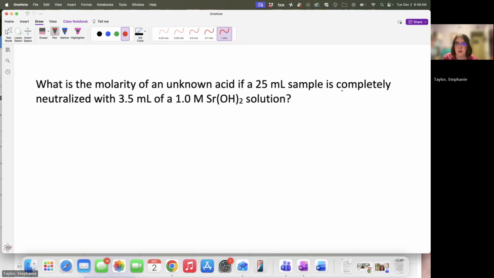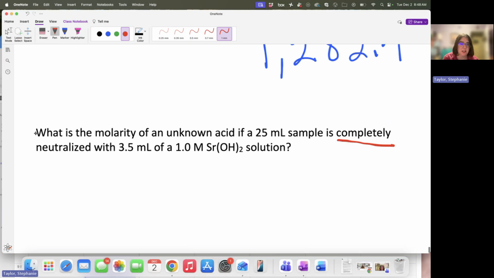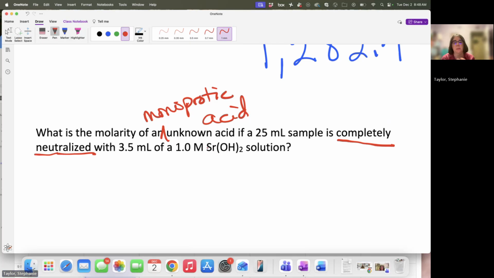So this is a titration question. It says completely neutralized, and it says acid. Oh, this should have said monoprotic, just so that you would know that there's only one proton to deal with. And then you have a base. This is actually a strong base.